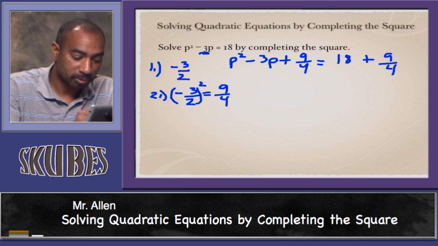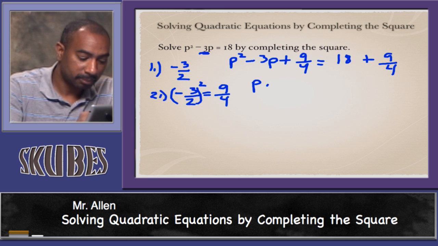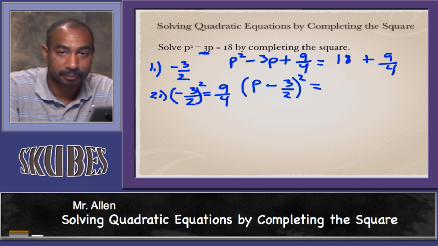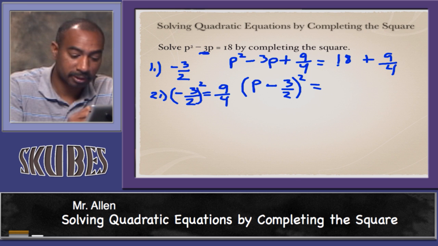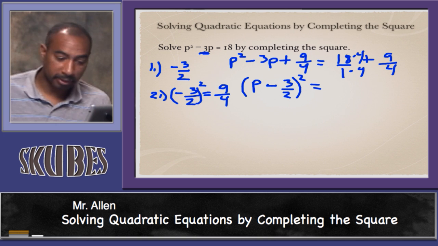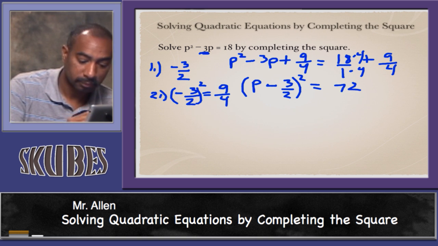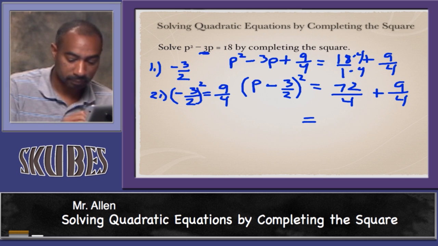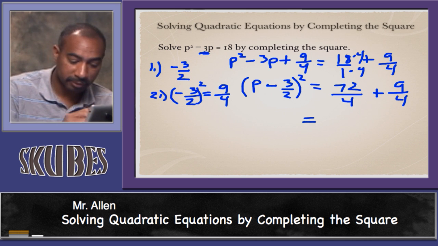And you can write this as a square. It's going to be p minus 3/2 squared. But you got a little more work to do on this side. Remember, you need a common denominator, which in this case will be 4. So you're going to multiply 4 to the top and bottom. And when you do that, you're going to get 72 fourths. You're going to add that to 9/4. And when you add that together, you're going to get 81/4 here.